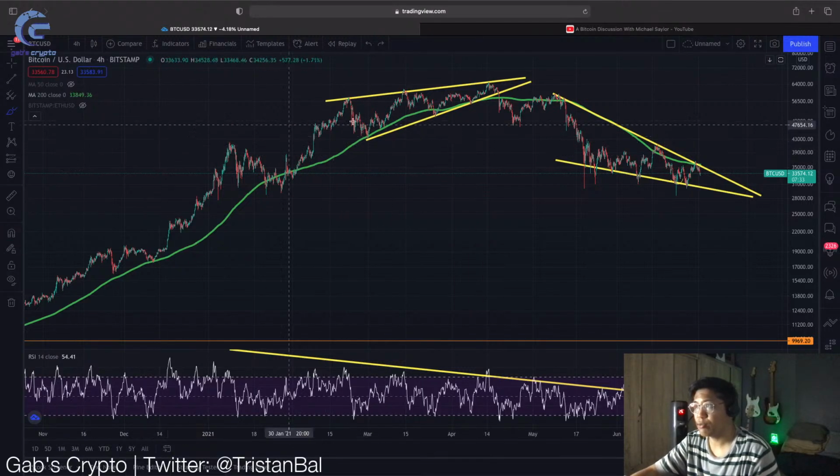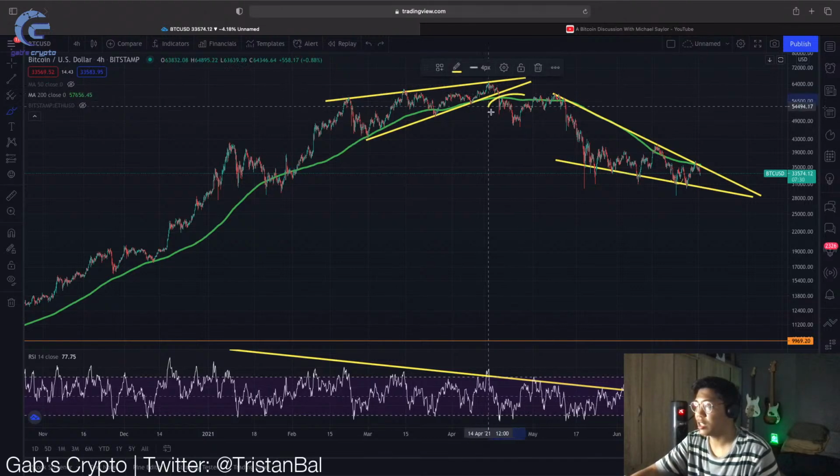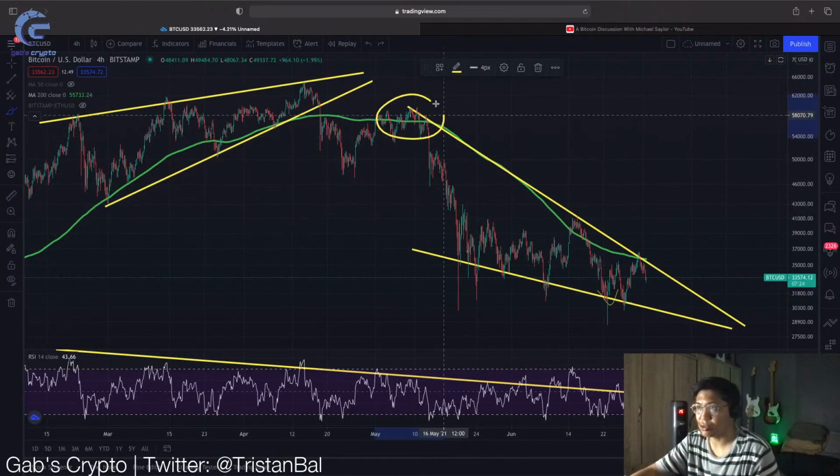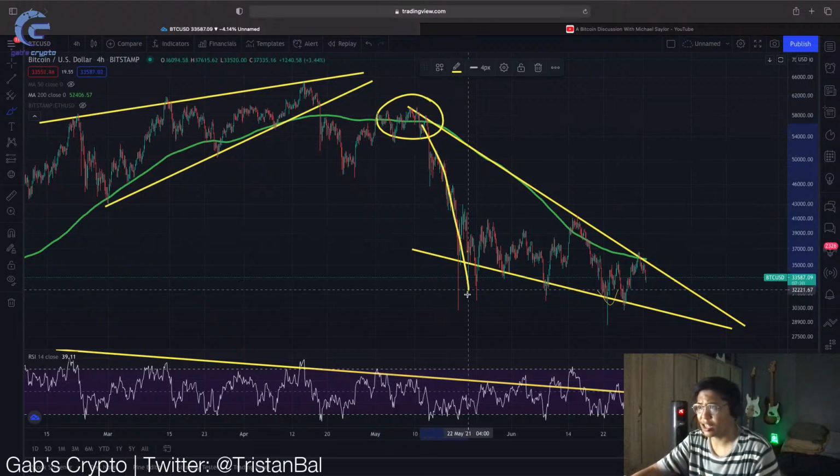Pero if we broke down, such as nangyari dito, nag-breakdown tayo, the 200 moving average in the 4-hour time frame will act as a resistance. So, kita mo dyan, nag-resist tayo. Hence, nakita tayo ng major Bitcoin crash. So, yun yung kailangan natin makita.